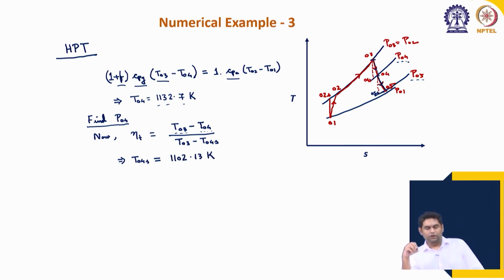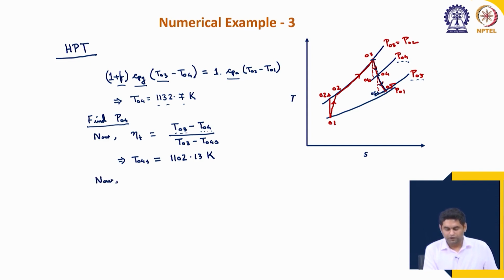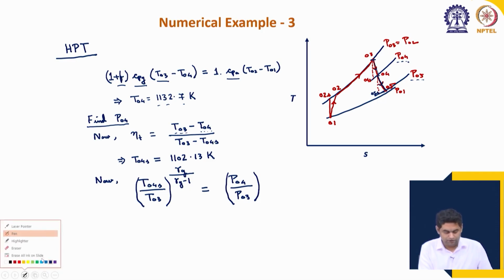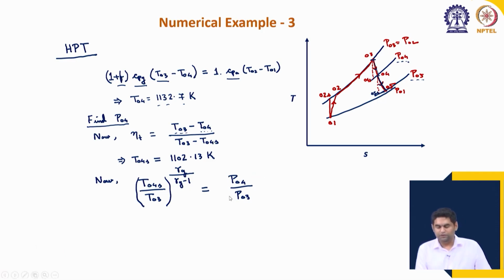Okay. So, now once you have T04s, we can use the isentropic relation. So, T04s by T03 to the power gamma of gas, which is 1.333, divided by gamma of gas minus 1, this is equal to P04 by P03. The pressure at 04s and 04 are of course same, right. So, we have already considered the power on the other side, so we do not need the power here. Okay. So, this is P04 by P03.